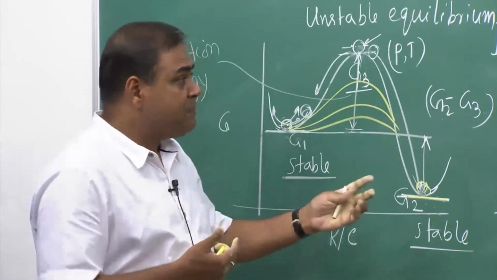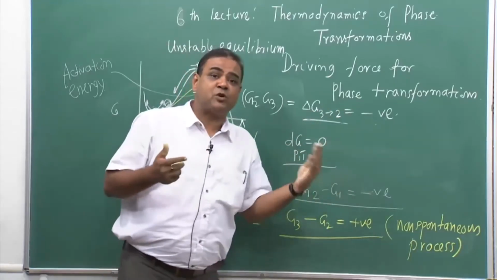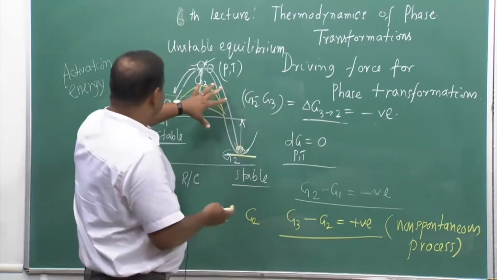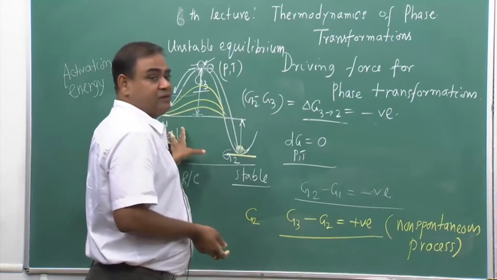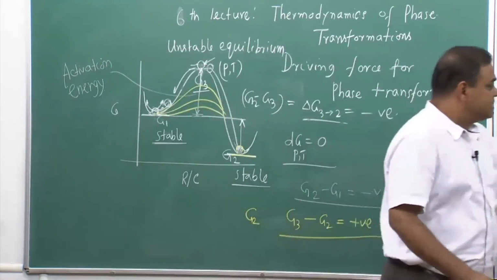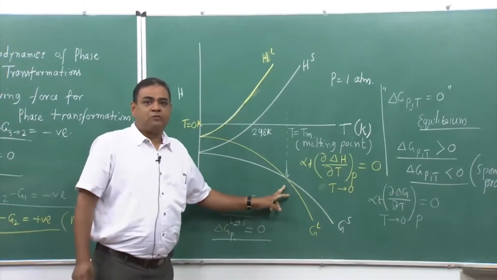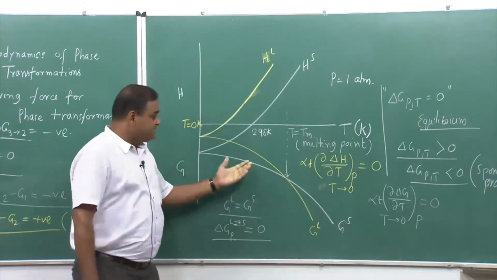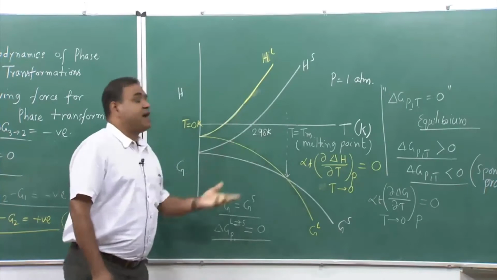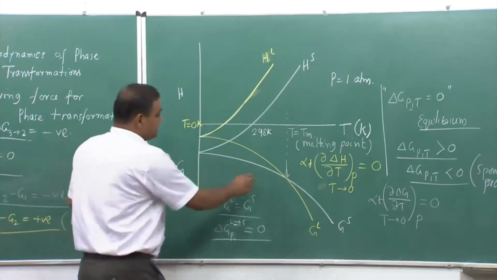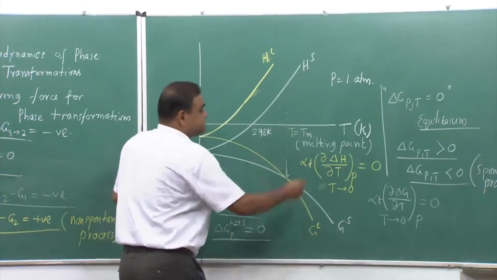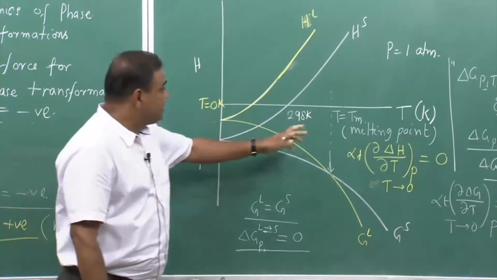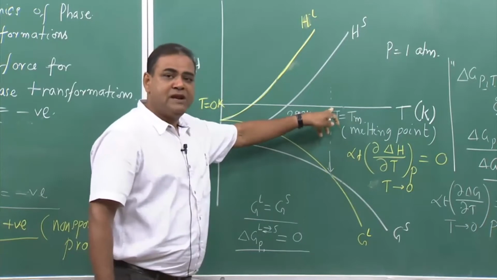So, if some process is spontaneous, that does not mean that the process will take place. We will come to that, we will take this example while talking about the transformation of solid from liquid. Okay? Let us come back to this particular diagram. We have seen that at this point free energy change is 0, that means it is an equilibrium, and that equilibrium point is nothing but the melting point.